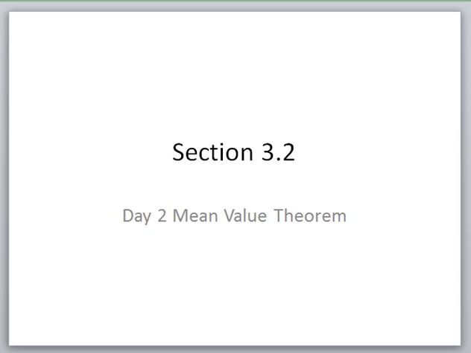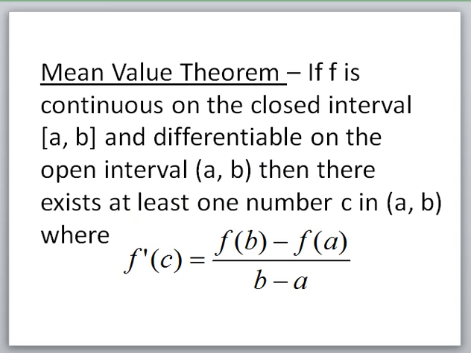Okay, yesterday we talked about Rolle's theorem, and today we're going to talk about the mean value theorem. You'll notice some similarities between them. If f is continuous on the closed interval, and if it's differentiable on the open interval, those are the two conditions we had to have yesterday, then there exists at least one number c where the derivative, the slope of the tangent line, equals, hopefully you recognize this, the slope of the secant line.